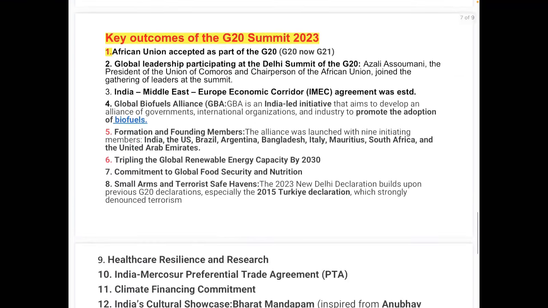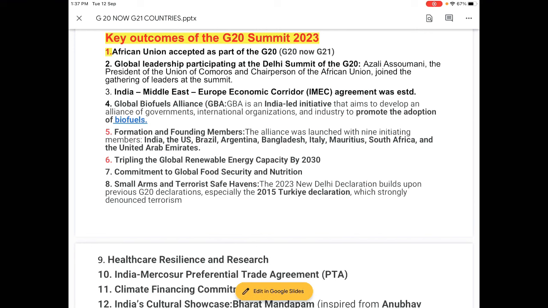In this G20 summit, which was held in Delhi, the African Union, as we already discussed, was accepted as part of the G20, which makes it G21 countries now. Azali Assoumani, the president of the Union of Comoros and chairperson of the African Union, joined the gathering of leaders at the summit. And the India, Middle East, Europe Economic Corridor (IMEC), a counter to CPEC of China, was established. This agreement, IMEC, is a high chance question that might be asked in future.